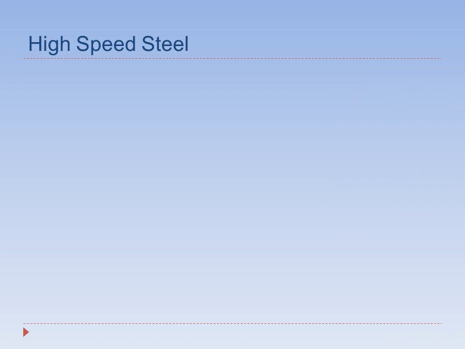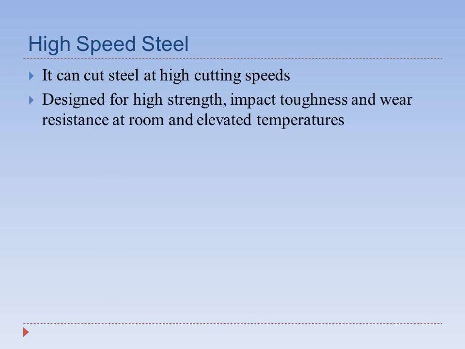And in this series of ferrous alloys, one of the important alloys is high speed steel, which is widely used for cutting tool applications. It can cut steel at high cutting speeds. So when we do cutting operations at high speed, the cutting tools which we use are made up of this type of material, that is high speed steel. It is designed for high strength, high impact toughness and high wear resistance, not only at room temperature but also at elevated temperatures. It has excellent hardenability.